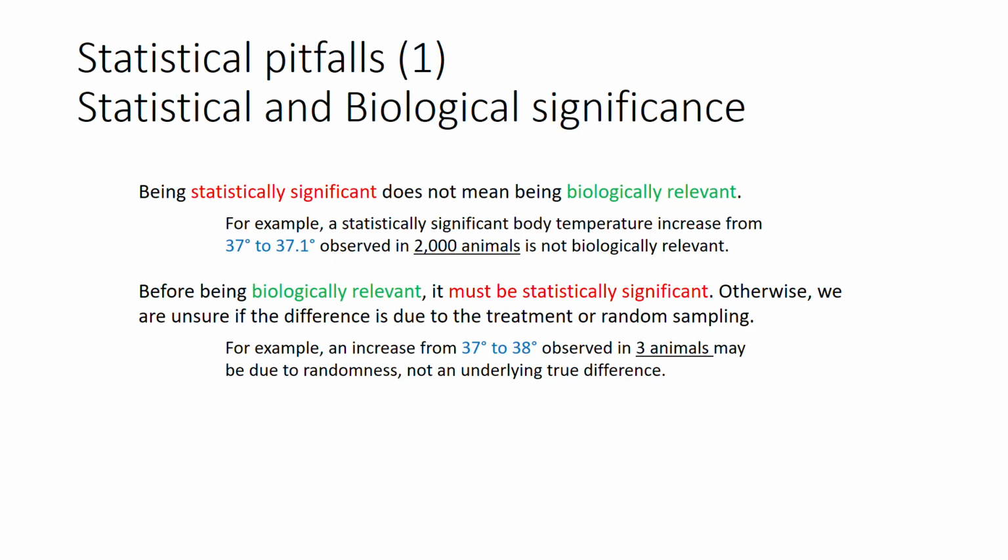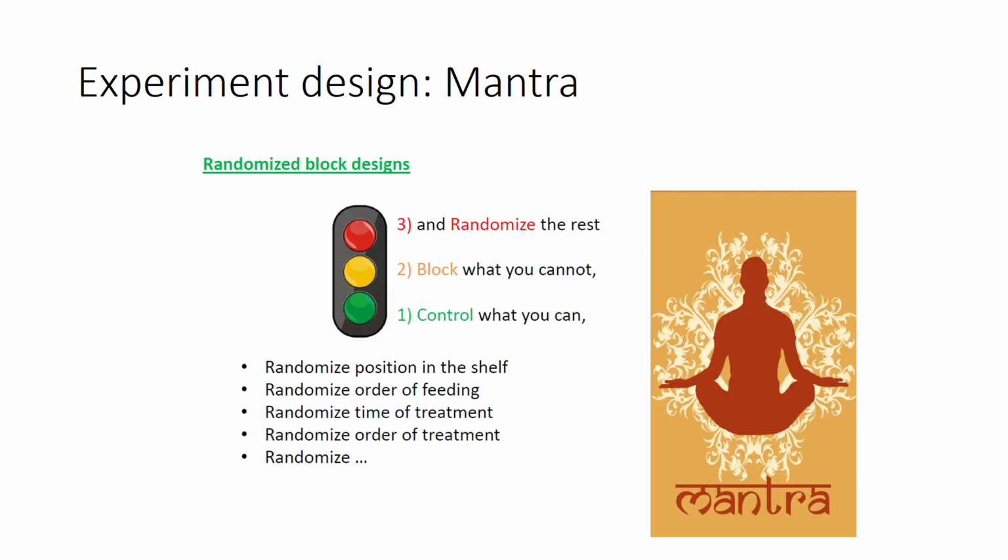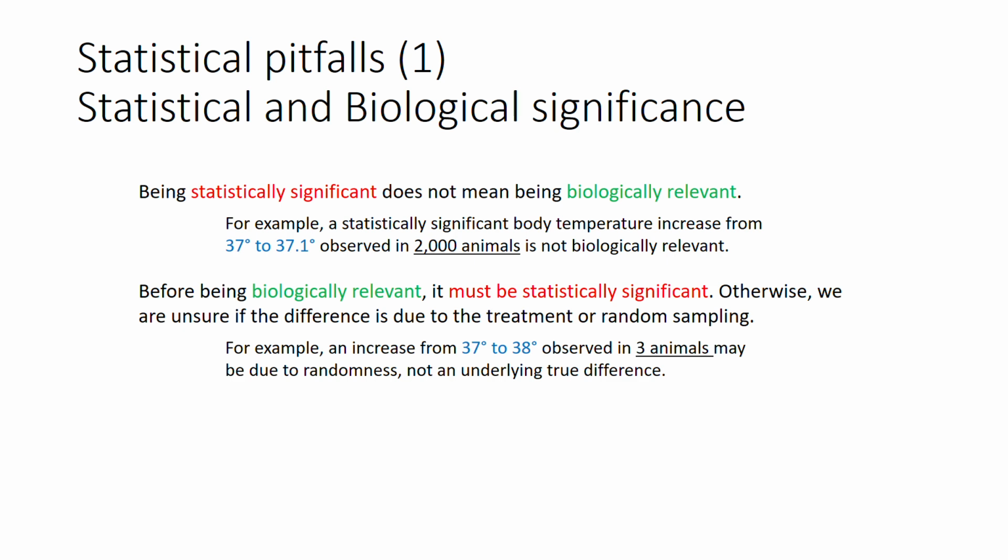So this is how to do a statistical design right. How to do it wrong? How to do it wrong is these statistical pitfalls. Statistical pitfalls are related to different things. These ones are related to the analysis.